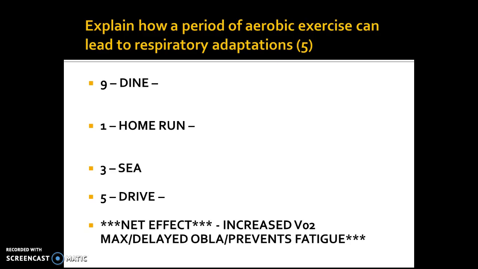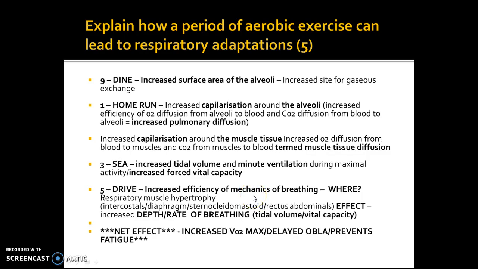Number 5 rhymes with drive. If you drive a car and you crash it, you take it to the mechanics. The mechanics is the key link because there'll be an increased efficiency of the mechanics of something. Can you talk about the components of that which allow more air and increased depth and rate of breathing? Then the net effect of those is an increased VO2 max, delayed OBLA, which prevents fatigue and allows increased aerobic performance. So going on from there, a translation. If you want to have a quick look through those, that's what you should come to.